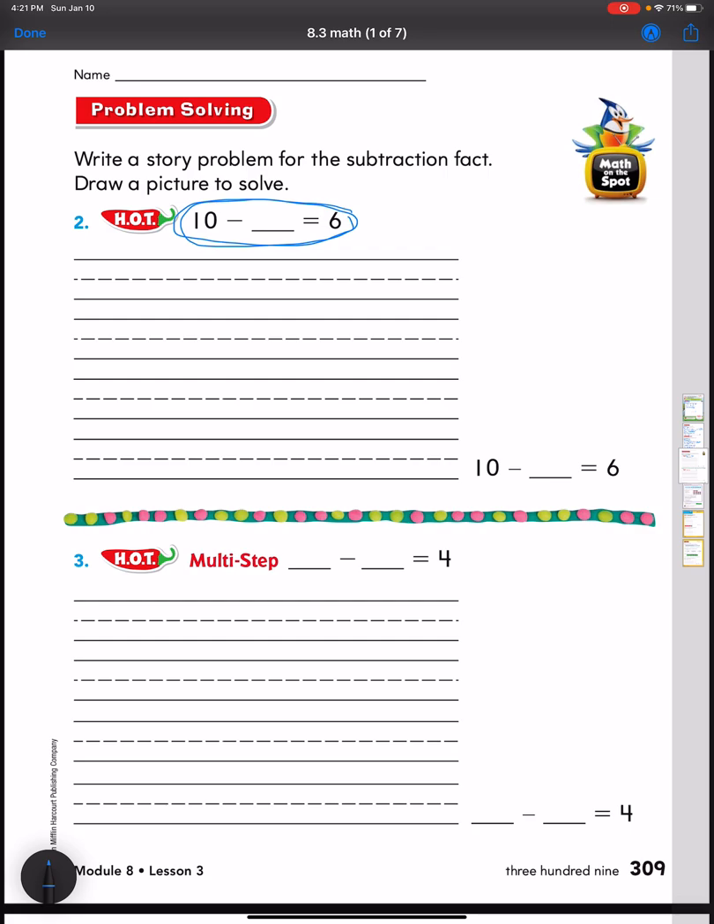Okay, so follow along with me because this one looks a little bit different. All right, so here's my word problem. There are 10 blocks. Some, do we know how many? No. Some are green.